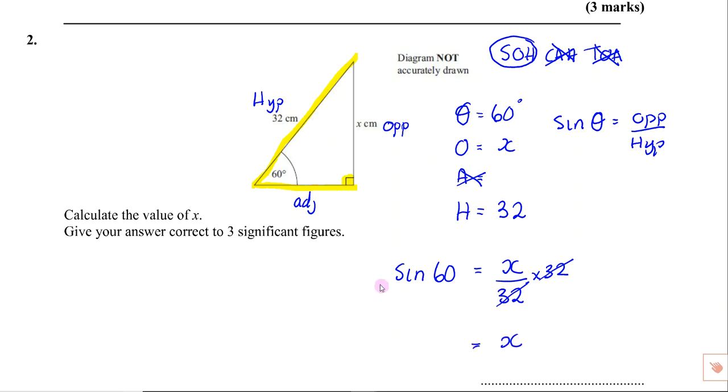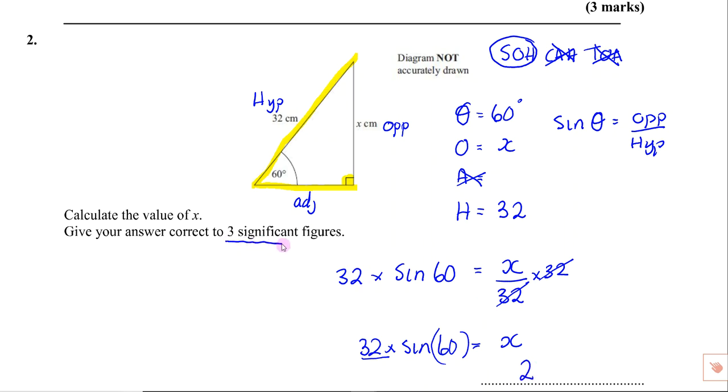But on the other side, I have to do the same thing to maintain the equals. So I've got 32 times sine of 60. Remember, I only put it that side just so it doesn't get mixed up with the 60. And now we just have to do it on a calculator.